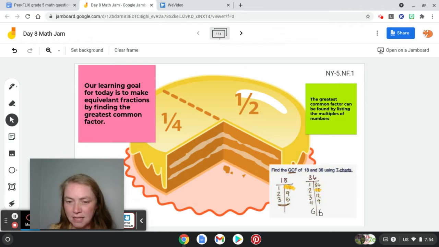So 1 times 18, 2 times 9, 3 times 6, those are all factors of 18. And then for 36, we have 1 times 36, 2 times 18, 3 times 12, 4 times 9, and 6 times 6. I've already highlighted the 18 because that will be the greatest common factor. So if I want to reduce a fraction that has 18 in the numerator and 36 in the denominator, I will use 18 to do that.